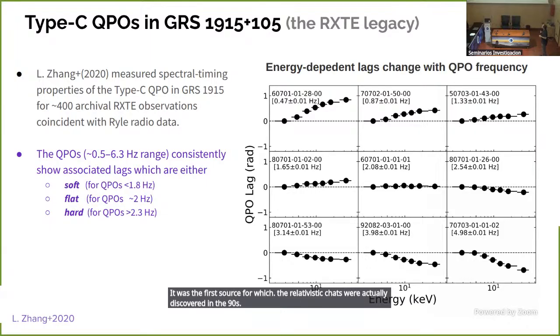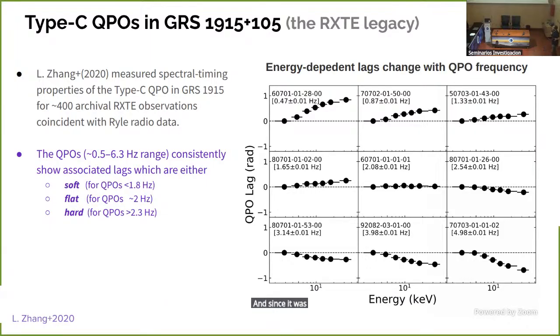And since it was active during the 90s and even until just a few years ago, it was observed during the 14 years that RXTE was there. So we have data from almost every day during more than 10 years, both from RXTE, so in the X-ray band, but also in the radio band, because radio observatories like the Ryle telescope were also observing it very, very often.